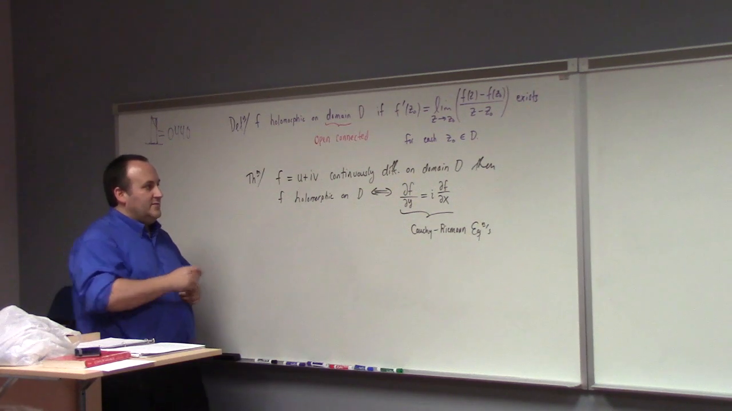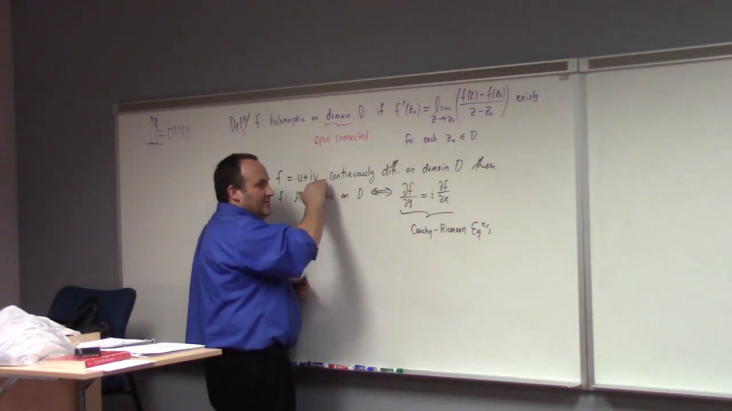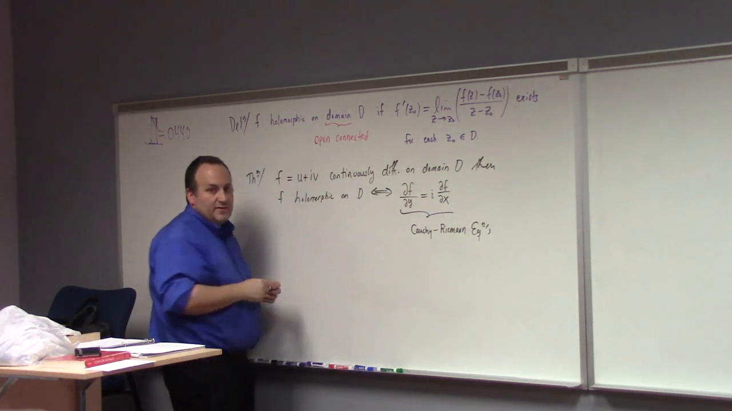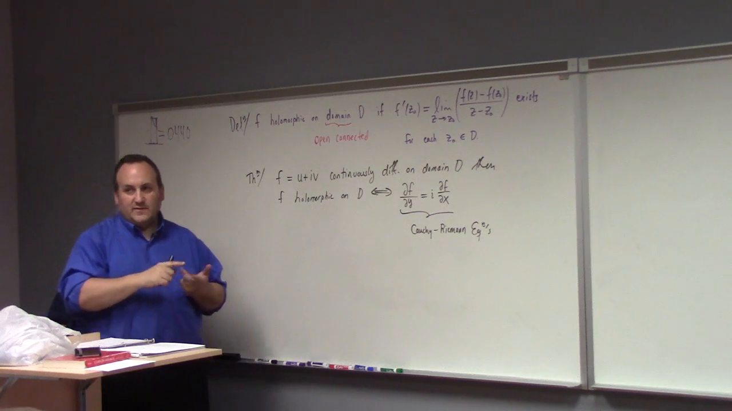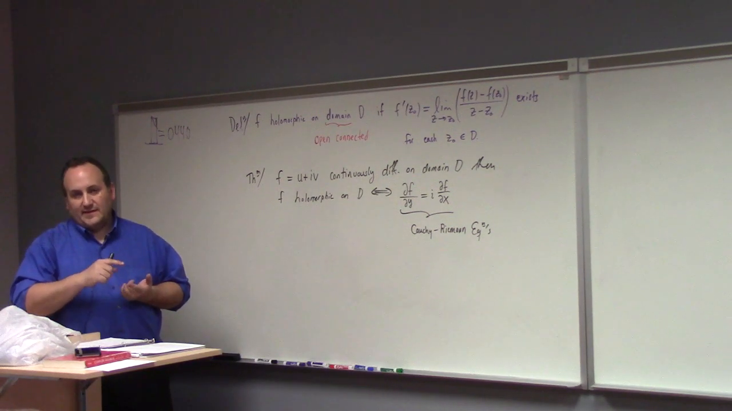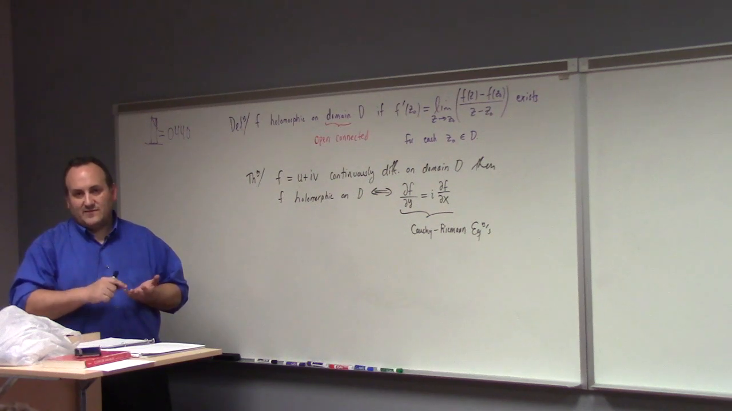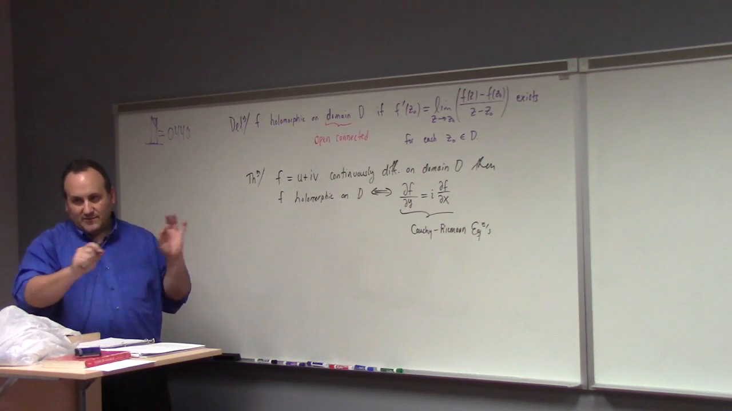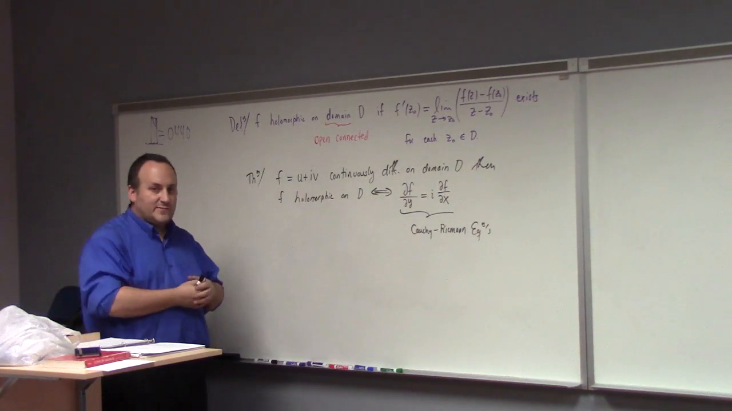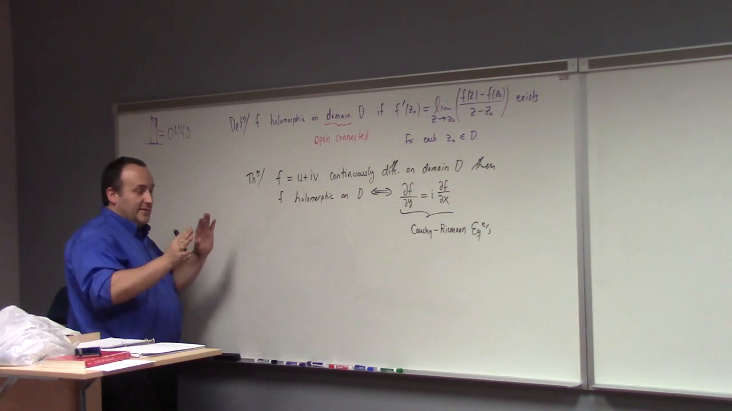Please understand that by continuously differentiable, I'm talking about the continuity of the real partial derivatives of the component functions u and v with respect to x and y. I'm assuming that u x and u y, v x and v y are all continuous functions on the domain. That's what I mean by continuously differentiable, like we just introduced last week, right? Okay, so anyway, any questions?